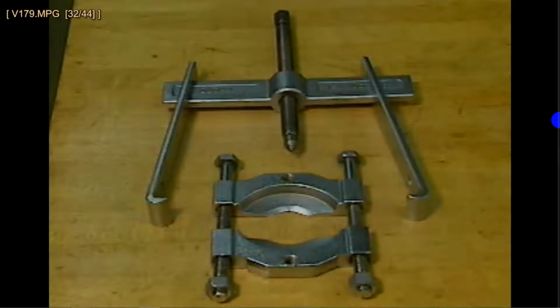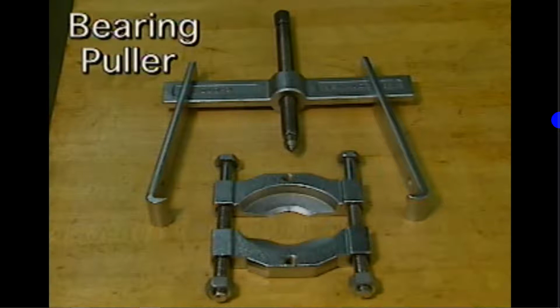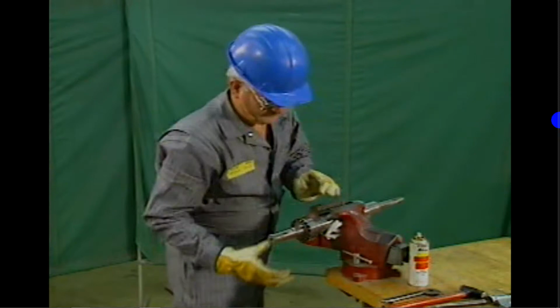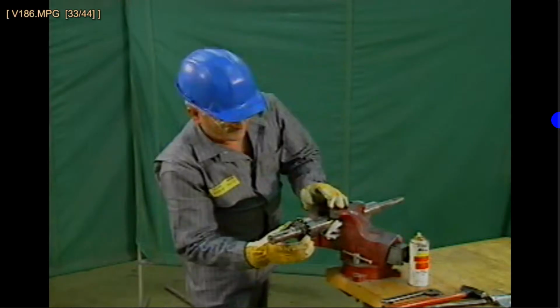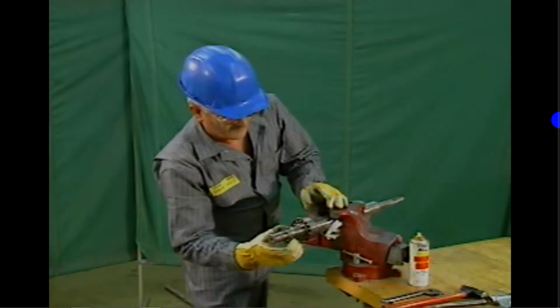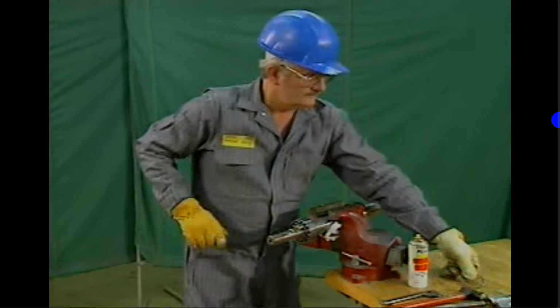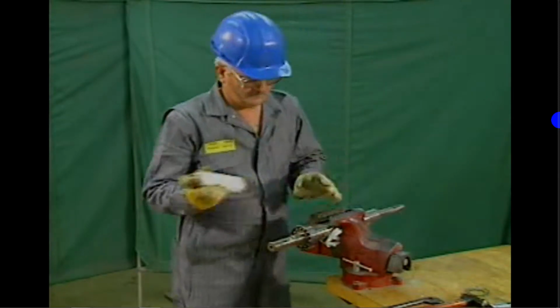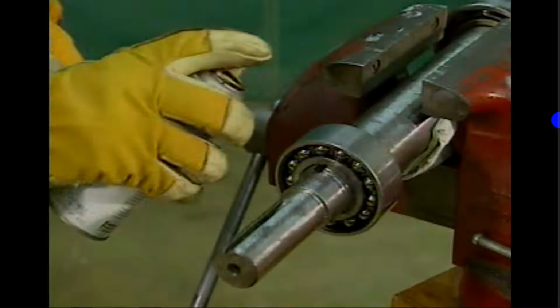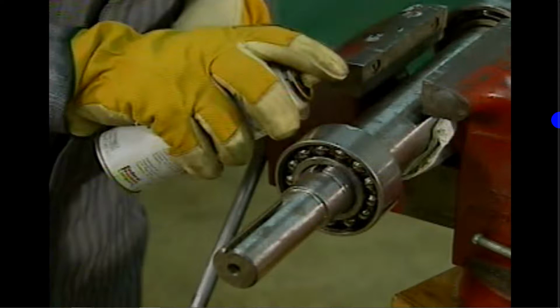The second method we will look at to remove a bearing uses a bearing puller. A bearing puller is a portable device. It is generally used to remove a bearing from a shaft when the shaft can't be removed from the machine. Before using the bearing puller to remove a bearing from a shaft, the mechanic applies penetrating oil between the shaft and the bearing. This oil makes it easier to remove the bearing.